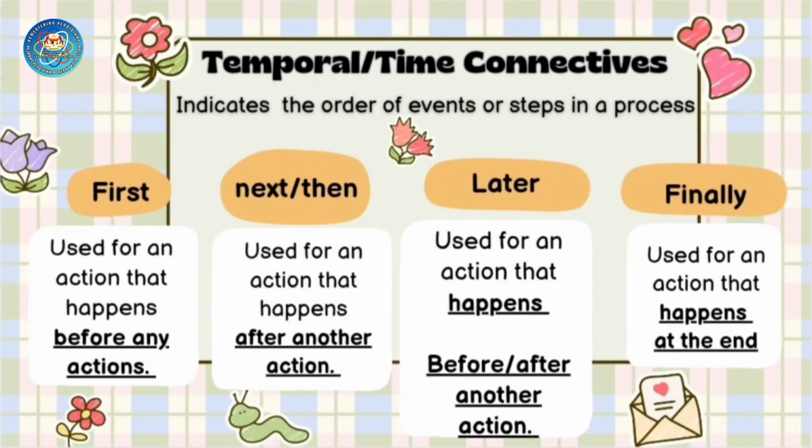Point to note that time connectives play an important role when we are dealing with a particular process. In this topic, the time connectives that we have just learned are: First is used for an action that happens before any action. We use next or then for an action that happens after another action. We use later for an action that happens before or after another action. And finally is used for an action that happens at the end.